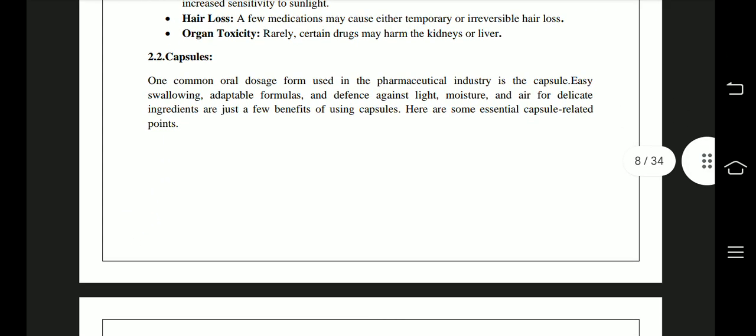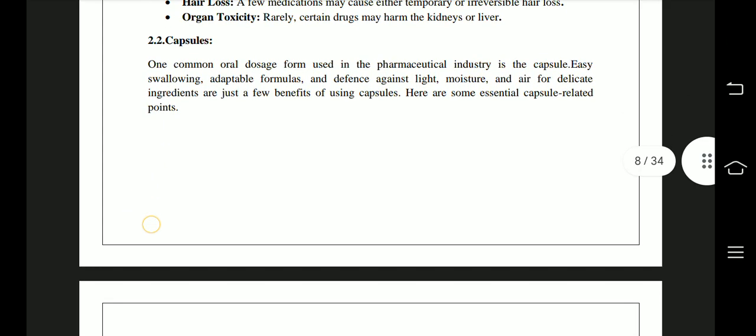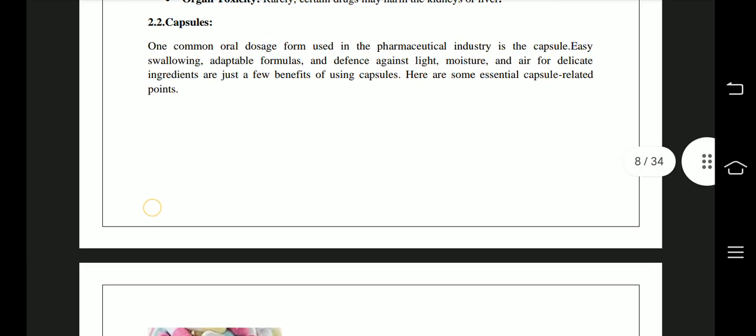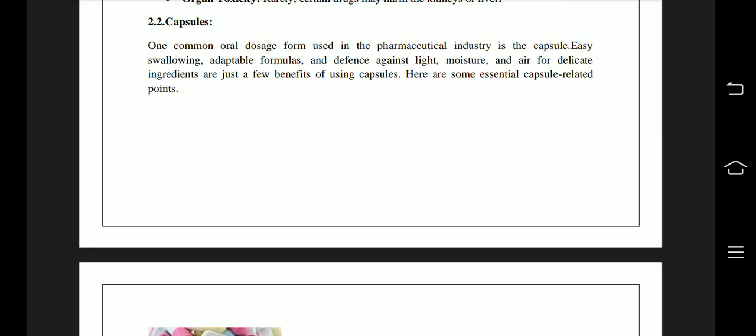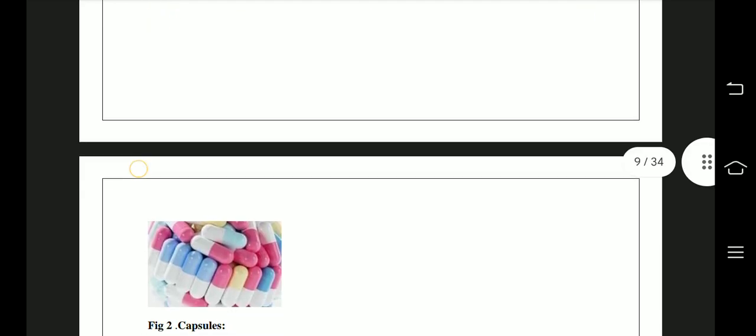Now, I would like to discuss capsules. One common or oral dosage form used in the pharmaceutical industry is the capsule. Easy swallowing, adaptable formulas, and defense against light, moisture, and air for delicate ingredient are just a few benefits of using capsule. Here are some essential capsule related points.